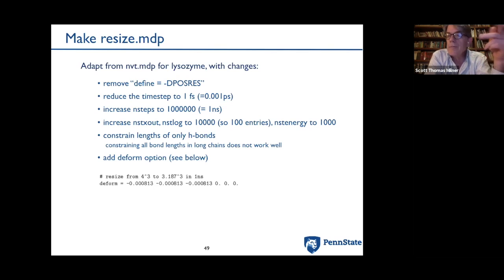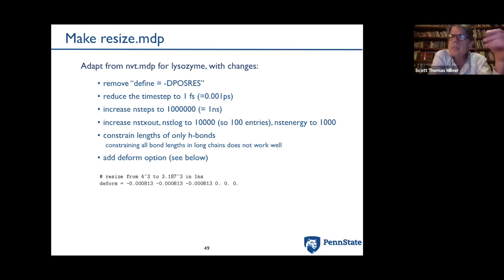We're going to borrow from the nvt.mdp for lysozyme, which you have a copy of, and you can make the following changes. Or I think actually I probably just put this resize.mdp in the start folder if you want to see what it looks like. But this is just to indicate the kind of thing you do.